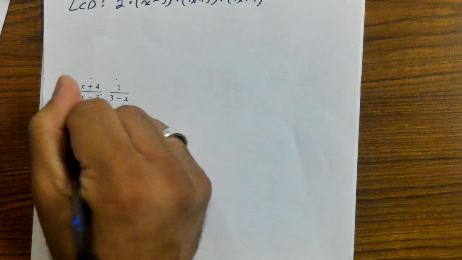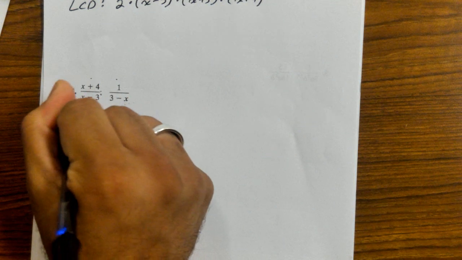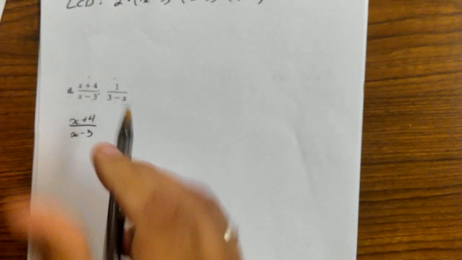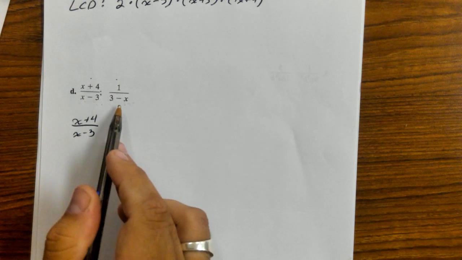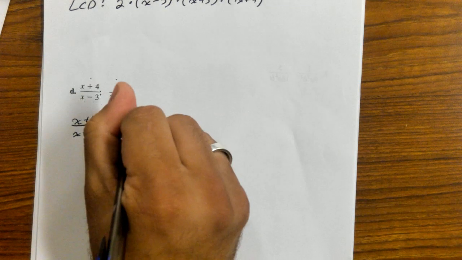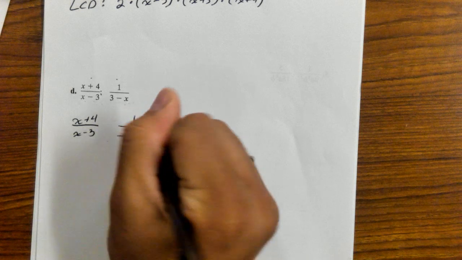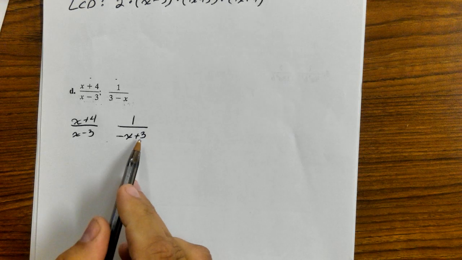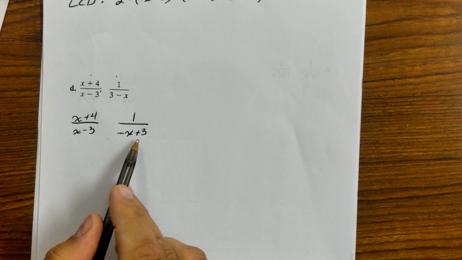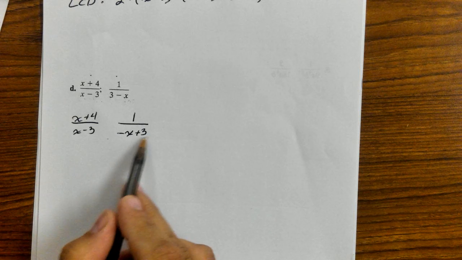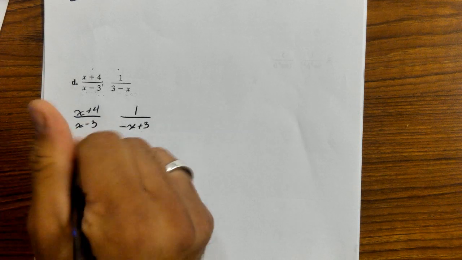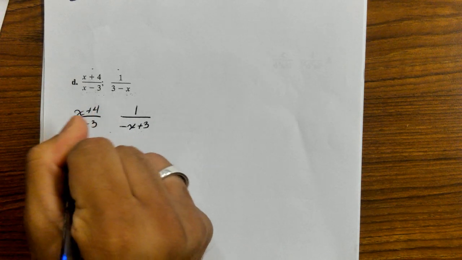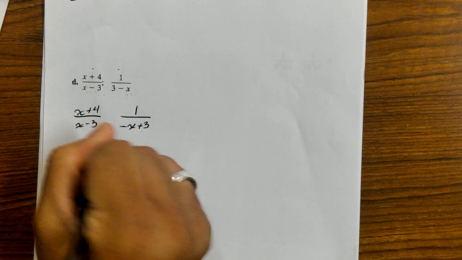And I am actually going to rewrite this second fraction here. So I'm going to write both of them, x plus 4 divided by x minus 3. X minus 3 cannot be factored further. 3 minus x can also not be factored further, but we can rewrite it. And I'm going to rewrite it as 1 over negative x plus 3. And now what I want to do is factor out a negative 1 from the second denominator.